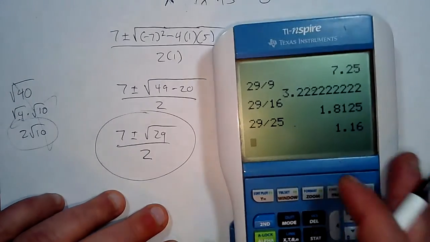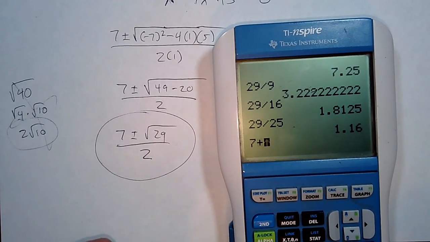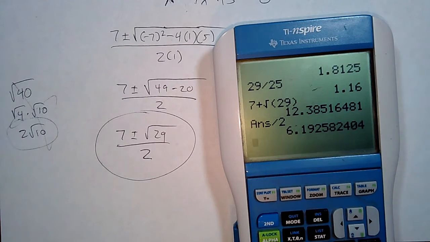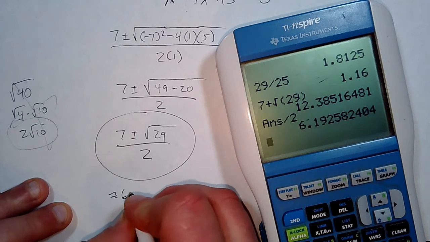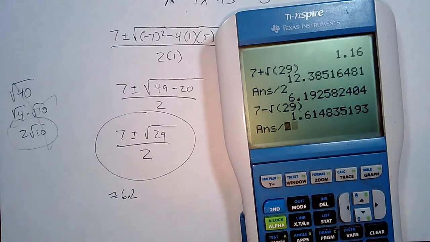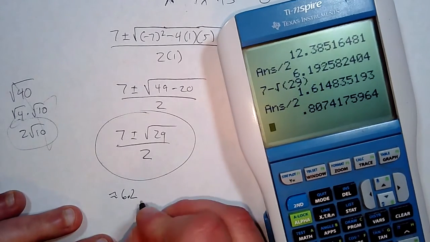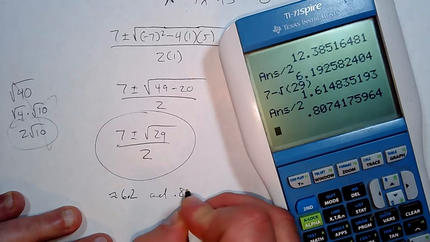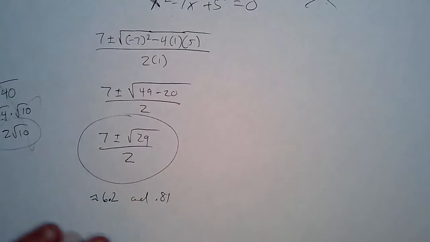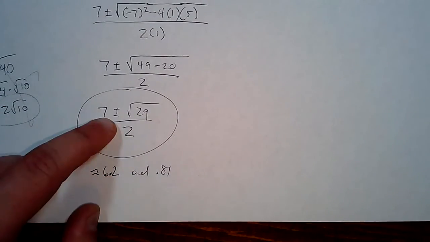If you wanted to give a decimal answer, you can evaluate it too. So you could do 7 plus root 29, and then take that answer and divide it by 2. So, 6.2-ish. Remember that when we get to the graph. Actually, let's go ahead and just write it down. So we can say it's about 6.2. And then the subtraction answer, if we work that out and divide that by 2, it's about 0.81-ish. So those are our two approximate answers. That's why I bring those up, because if you go to the graph, that's what you're going to get. You're not going to be able to get the exact answer.